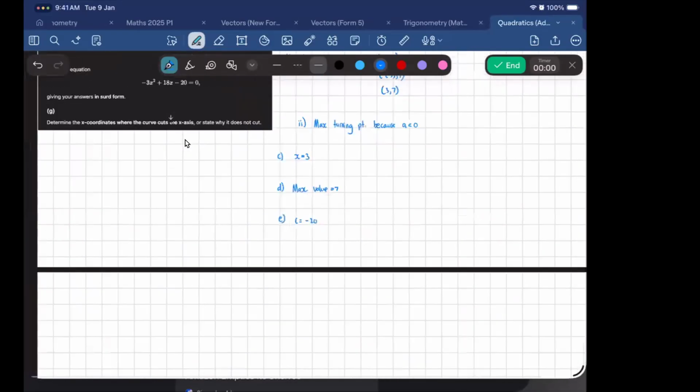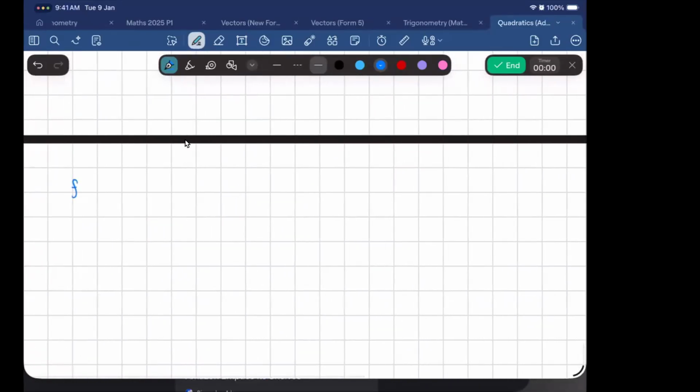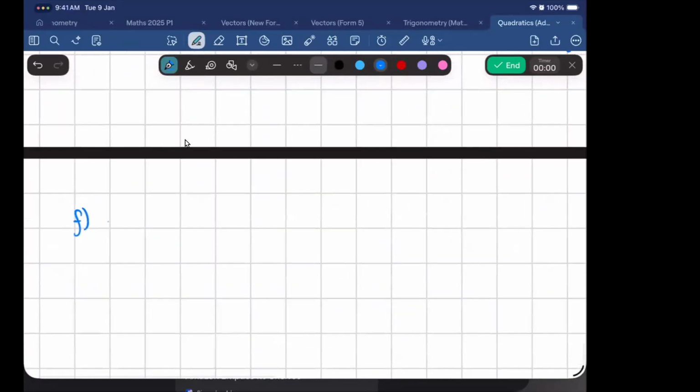F, solve the equation. They want us to solve it now. You have to be real careful, right? Anytime you do complete the square and they ask you to find your roots, they want you to do it in a specific form. So you're going to write it in completed square form. Somebody remind me, what was the completed square form?